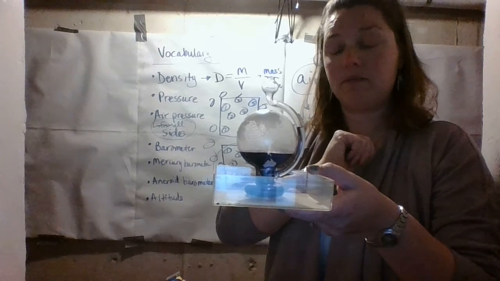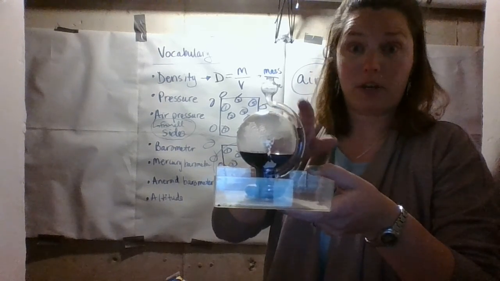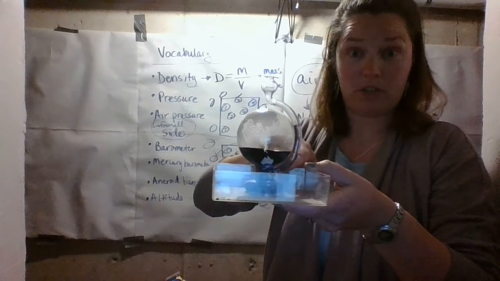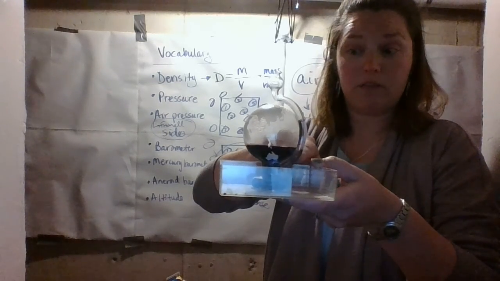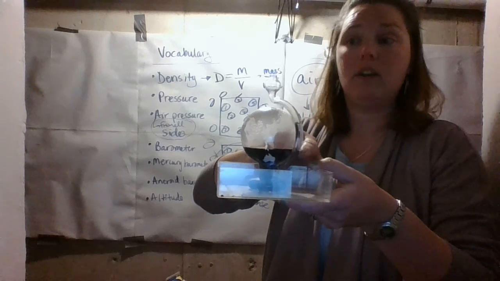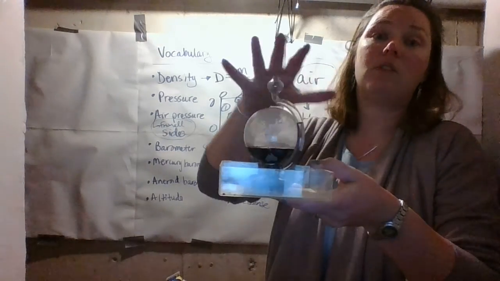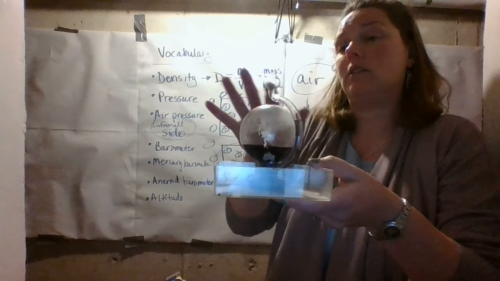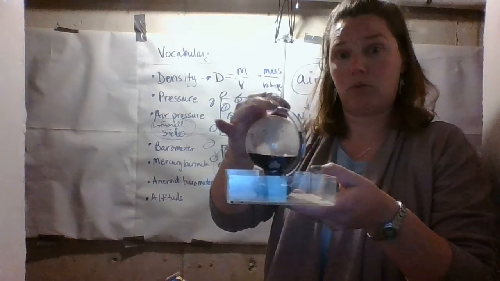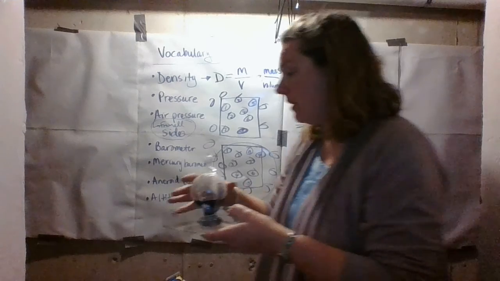Got your answer? Okay. For high pressure, it's pushing down on the water, so the water is going to be squished down. Low pressure, it's all relaxed and the water can float back up because it's chill. And so with low pressure, this water will be up towards the top. Okay.